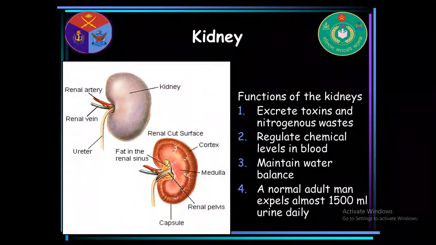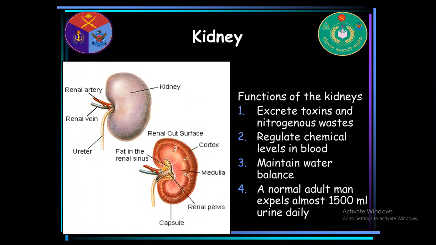Functions of the kidneys: excrete toxins and nitrogenous waste products. So toxins and nitrogenous waste products are removed from our body by the kidney. The kidneys regulate chemical levels in the blood and maintain water balance, and a normal adult man expels almost 1500 ml of urine daily.